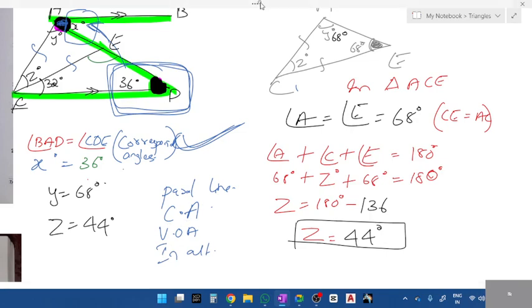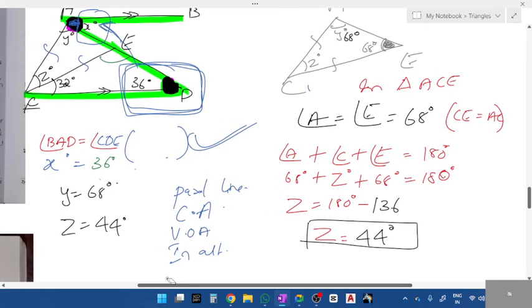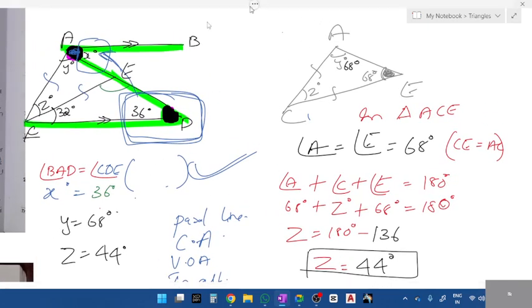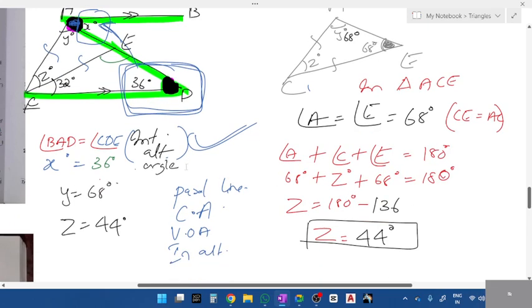Sorry, this is not corresponding. It was interior alternate, right? Yeah, angle BAD. That was the previous question. Corresponding was previous. We started with interior alternate angle. So this is how we start, interior alternate. Then we started with the second part of the triangle. From there we entered into the first triangle. We found the value of Z and Y. Okay, I'll end the class. That's it for today.